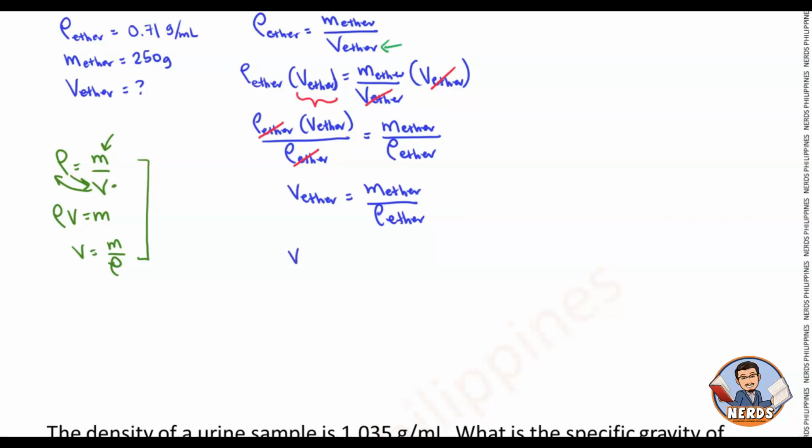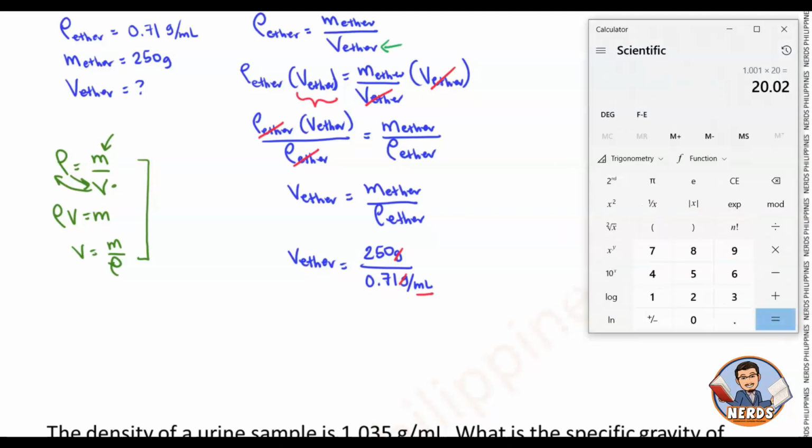So, volume of ether is equal to, yung mass ng ether natin is 250 grams over the density of ether, which is 0.71 grams per milliliter. So, let's check the units. Maka-cancel out yung grams. And what's left is yung unit of volume na milliliter. So, let's solve it using a calculator.